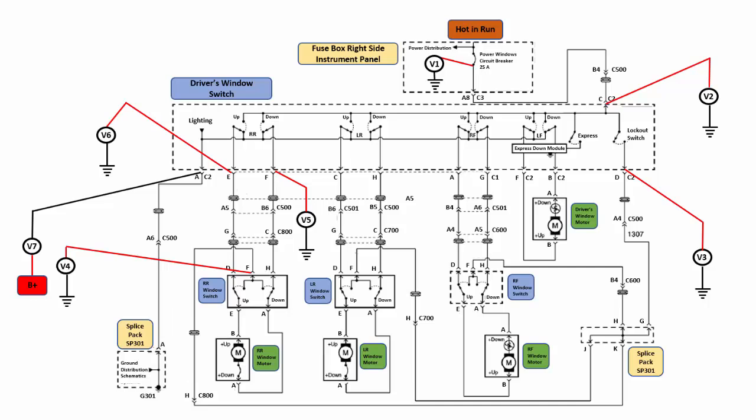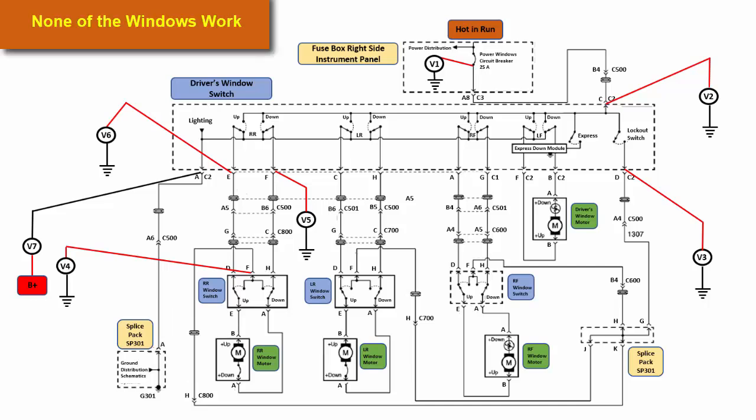Let's analyze a condition where the car comes in and none of the power windows are working. Now I've drawn 7 voltmeters on the page, and it's really just this 1 voltmeter that you're moving to different locations. What I'm trying to do is get you to think about which of these locations, which meter measurements, would make a difference to your diagnosis of none of the windows are working.